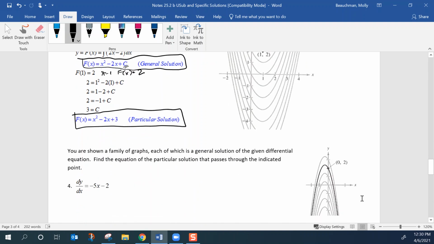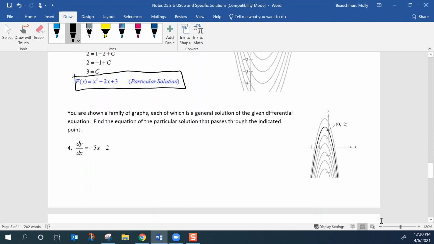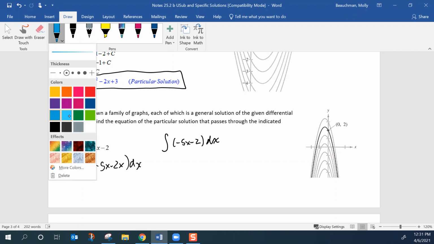So let's practice. We're shown a family of graphs, each of which is a general solution of the given differential equation. Differential equation means the derivative. Find the equation of the particular solution that passes through the indicated point. So if the derivative dy dx is equal to negative 5x minus 2, I'll write this out, multiply both sides by dx. We're looking for the integral of negative 5x minus 2 dx. Find the integral by using the power rule backwards.